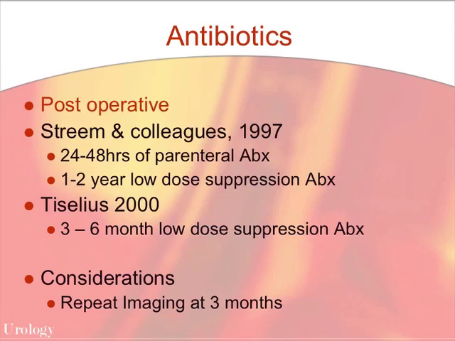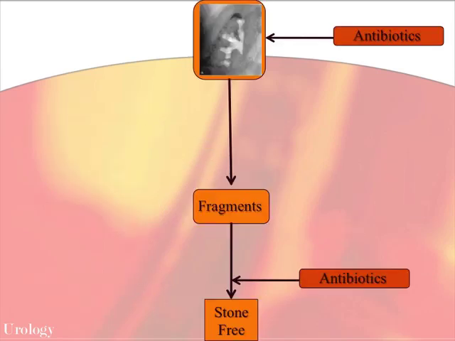This brings us to the point where we get repeat imaging following a procedure at about 3 months' time with the CT-KUB. And at that point in time, we can decide if the antibiotics should be continued and their stone fragments, or if the person's stone free and we can follow them. So putting it together, we see that Staghorn stones require antibiotics preoperatively and around the time of surgery or procedures, as well as if they have fragments, and in some cases if they're stone free for a period of time.